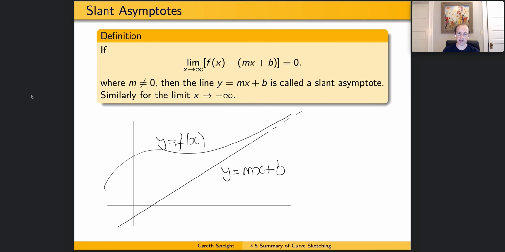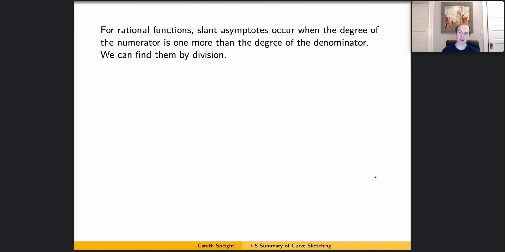Okay, and here is just a general picture. There is a line, and the curve gets closer and closer to the line, either as x goes to infinity or as x goes to minus infinity. Okay, so let's see an example of this. I'd be quite surprised if this came up on a test, but let's just make sure, to be on the safe side. So when do these happen?